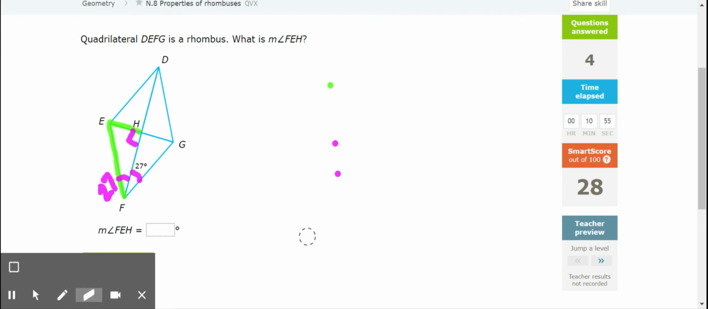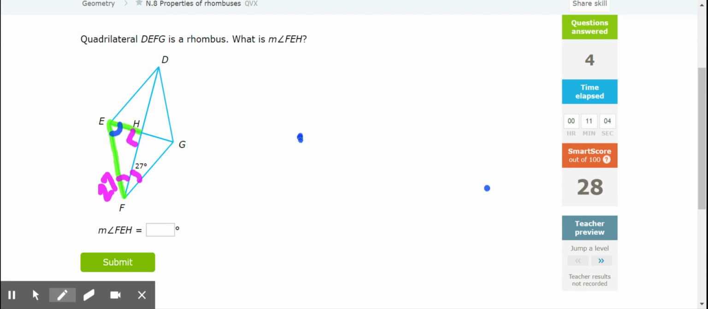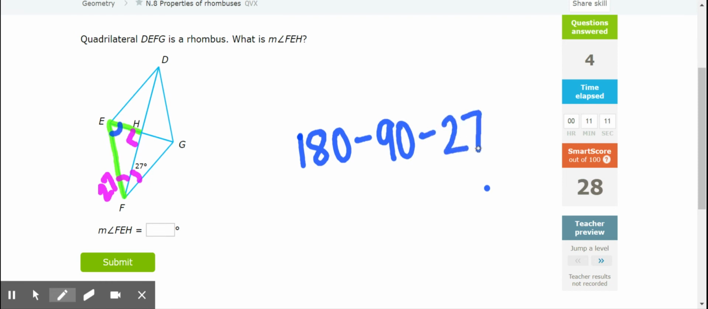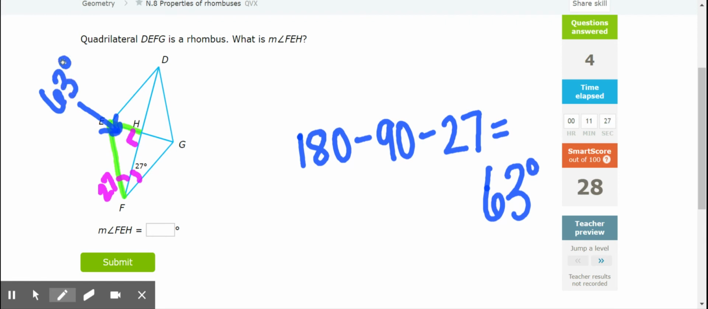So just like the problem before it, here's a triangle. I've got two of the angles. To find this third angle, all I have to do is subtract them from 180. So I have 180 minus that 90-degree angle, and then minus that angle that's 27. 180 minus 90 minus 27 is going to be 63 degrees. So that means that this little blue part that I was trying to find is 63 degrees.